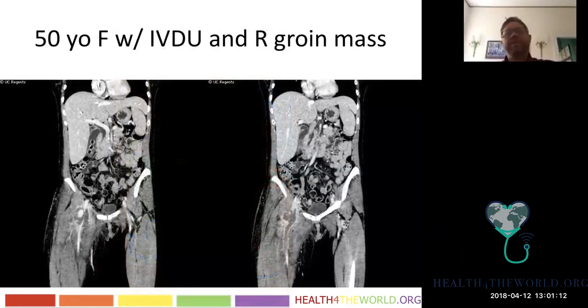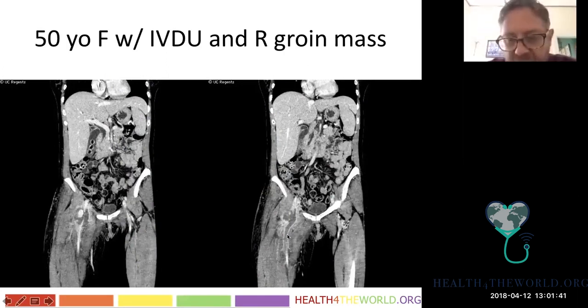Here's another problem, unfortunately, we sometimes see here in San Francisco. This is a 50-year-old female with IV drug use and a right groin mass. Here we have a large mixed density structure, which looks like it's vascular, involving the right groin. Here I have low density material that's well outlined, that looks like a vein. So I think that's probably a DVT.